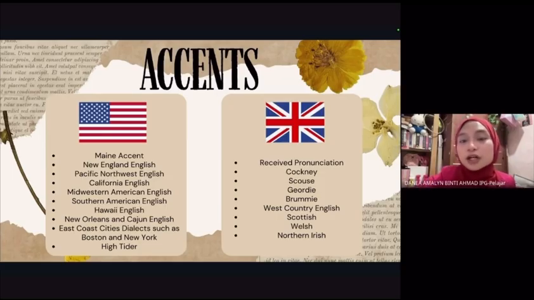As for the accents found in the United Kingdom, there are about 9 of them, and they are Cockney, RP (received pronunciation), Scouse, Geordie, Brummie, West Country English, Scottish, Welsh, and Northern Irish.